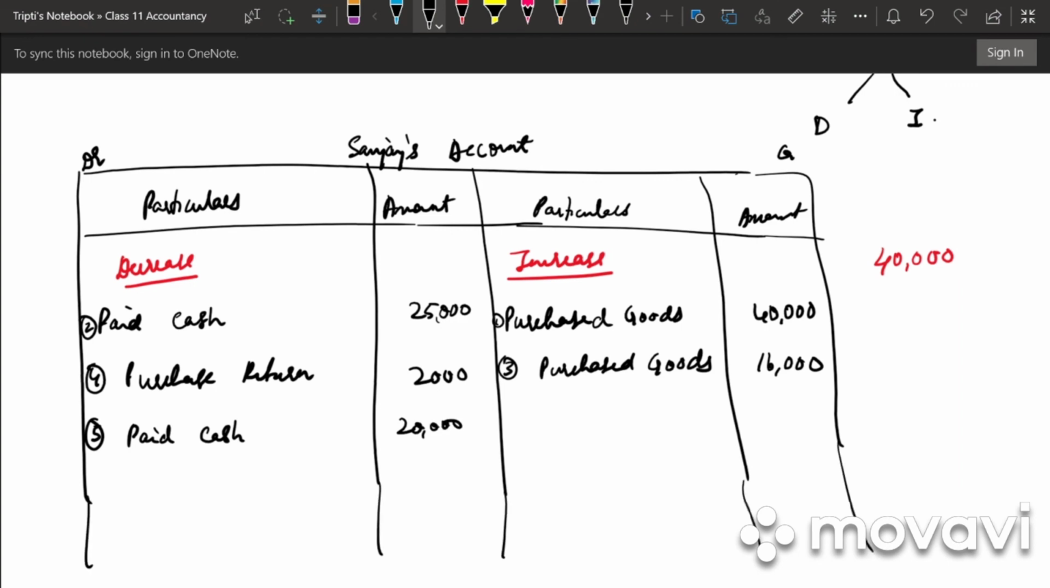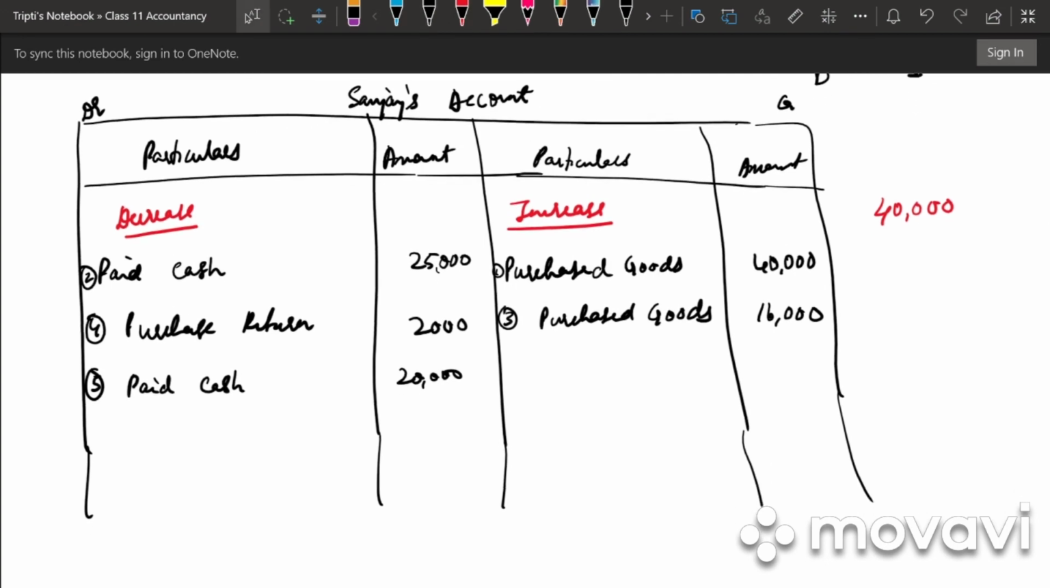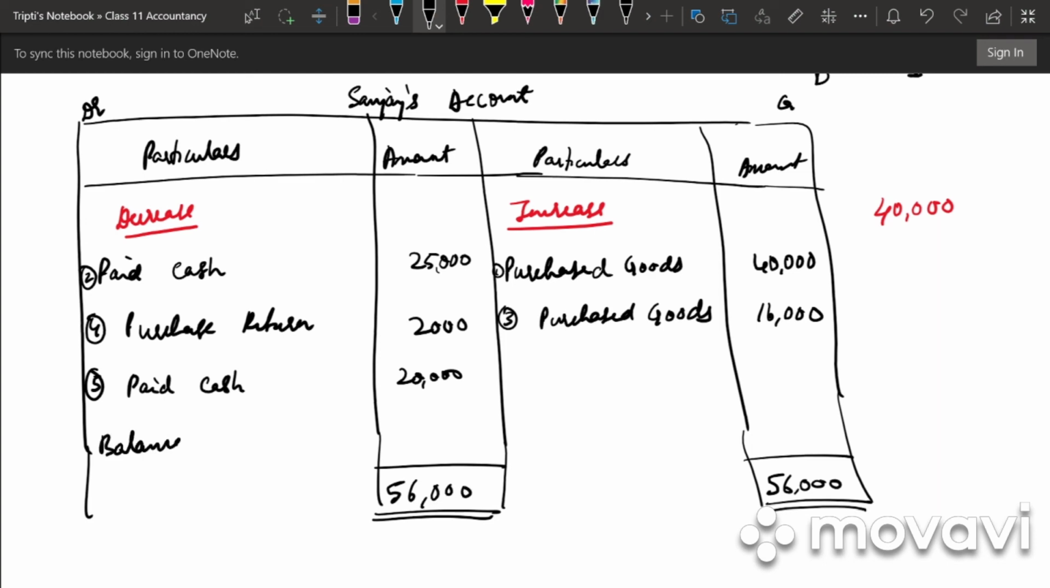Now we need to total both the sides. Which side total is more? Our credit side total is 56,000 and our debit side total is 47,000. So which side is more? Our credit side total is more. 56,000, 56,000. So what is the balance? 56,000 minus 25,000 minus 20,000 minus 2,000, that is 9,000.